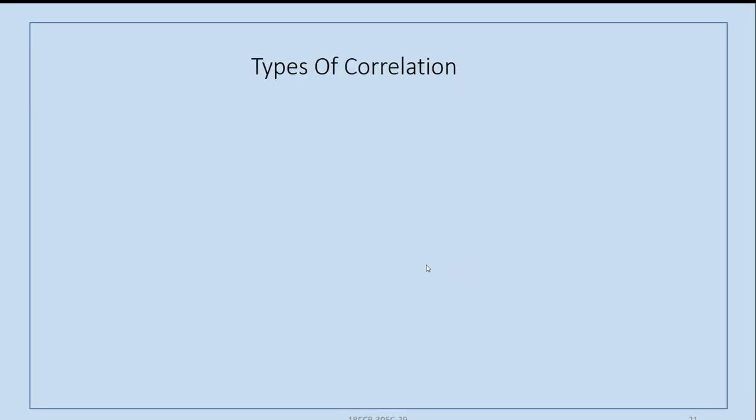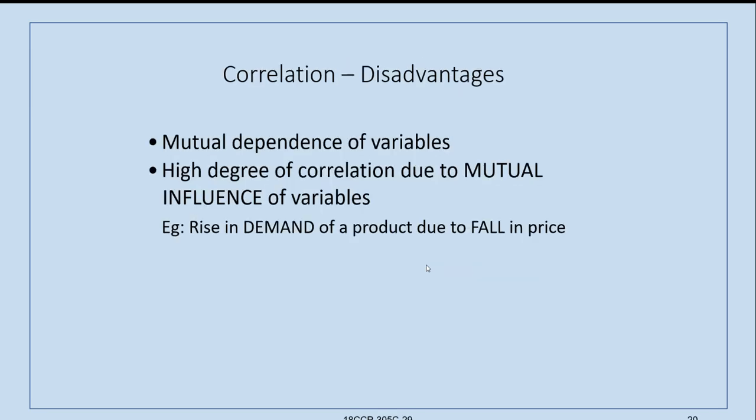Some more disadvantages: mutual dependence of variables. Mutual dependence means depending on one another. We also have to prove that this causes the change. Then only we can understand the correlation. So if we cannot understand the cause of change, we cannot use the correlation.